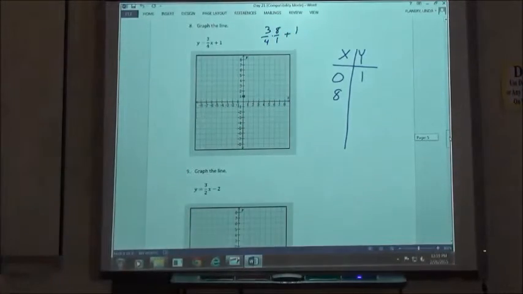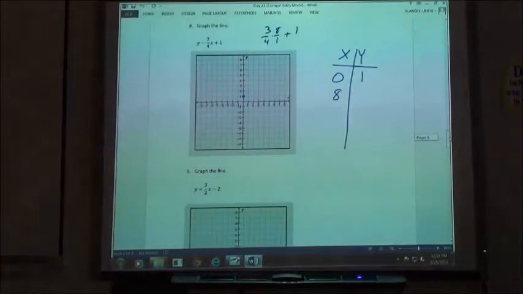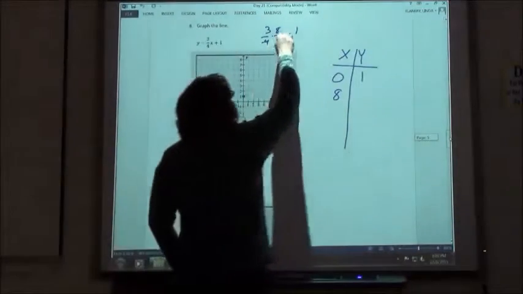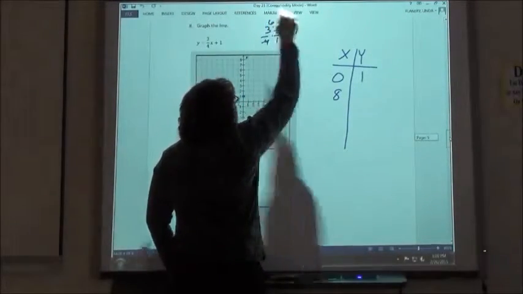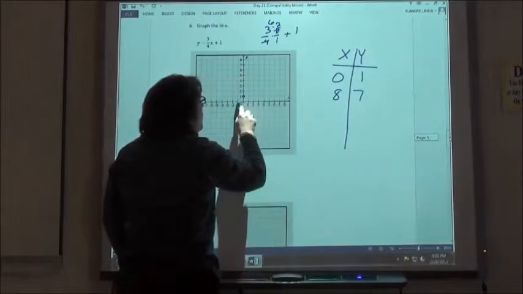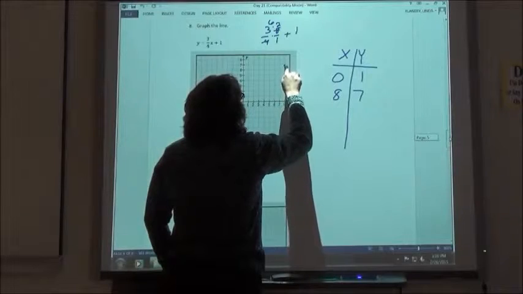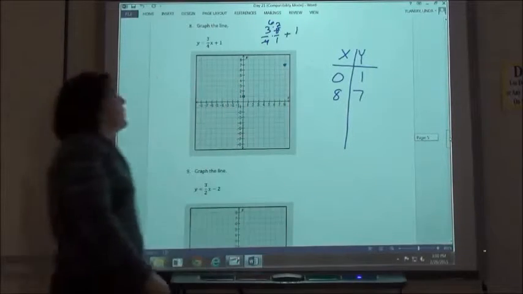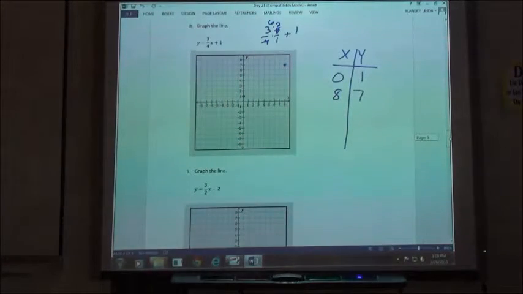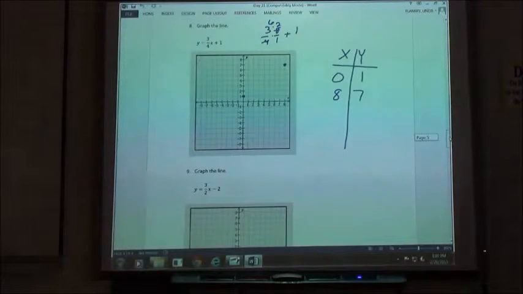What kind of answer am I going to get? 7. 4 goes into 8 2 times, 2 times 3 is 6, and 6 plus 1 is 7. So over 8, up 1, 2, 3, 4, 5, 6, 7. We probably don't want to pick a bigger number than 8 because we wouldn't fit on our graph. But what's another good number we could pick? 4 would be a great number to pick.